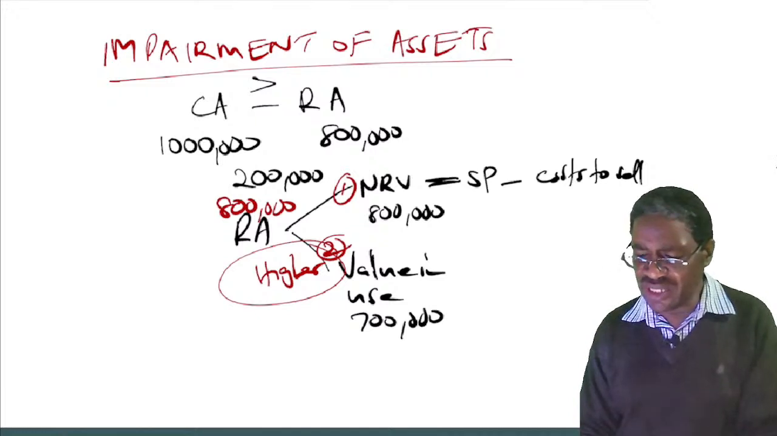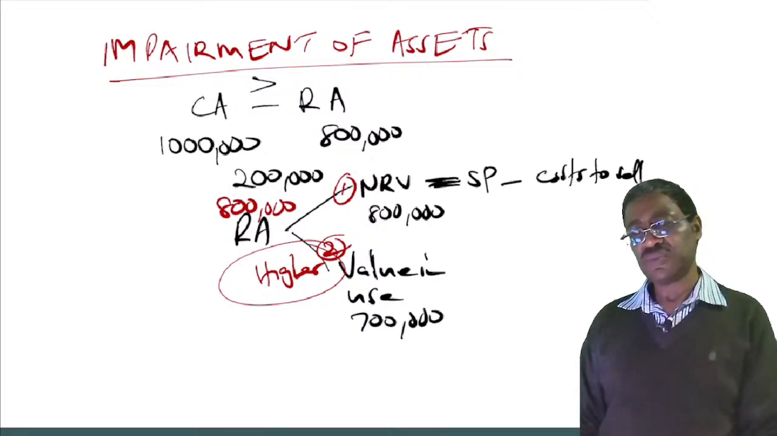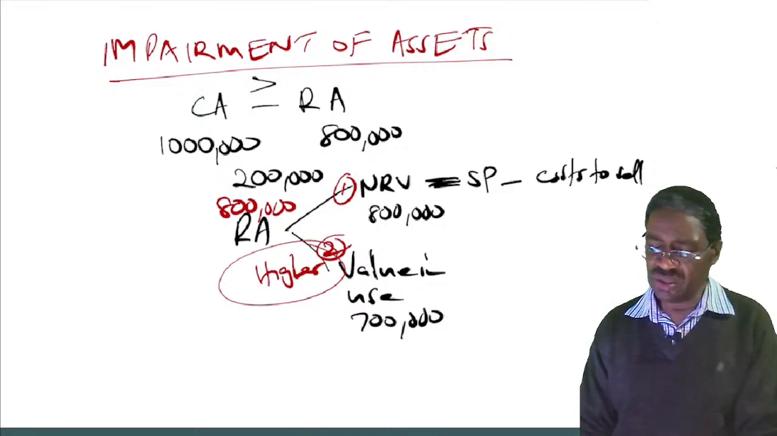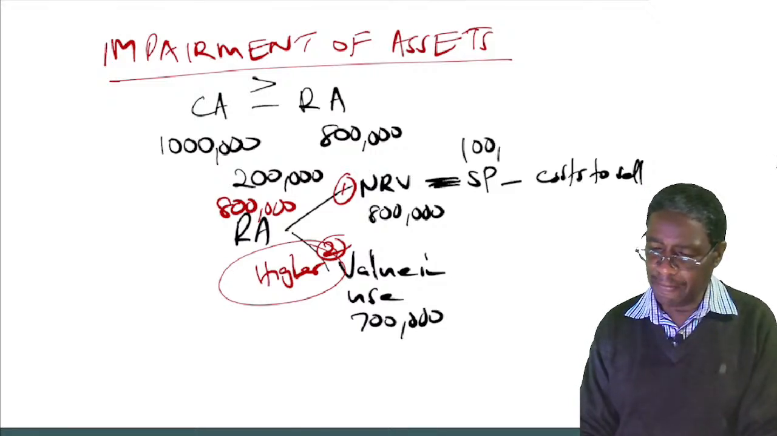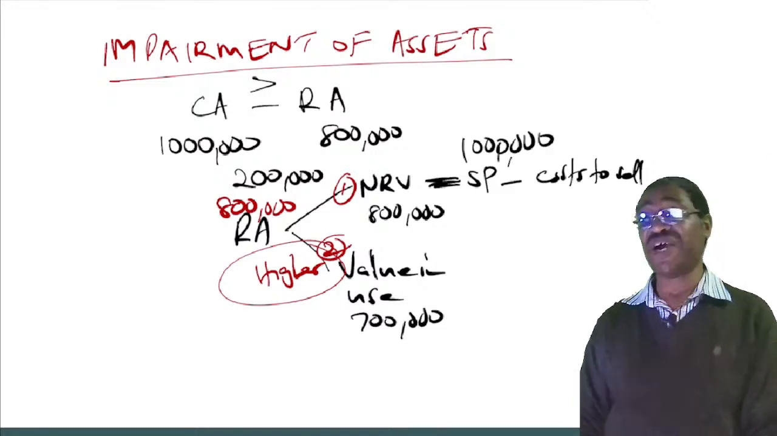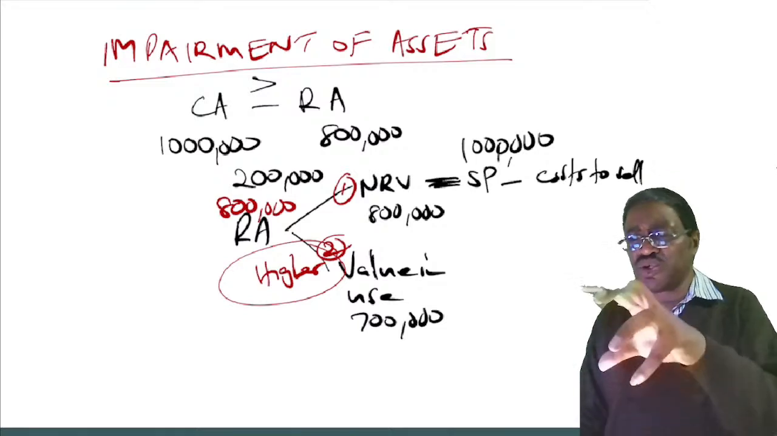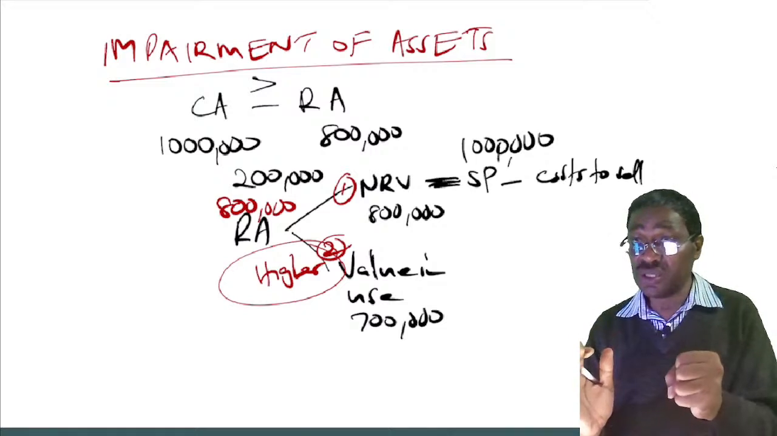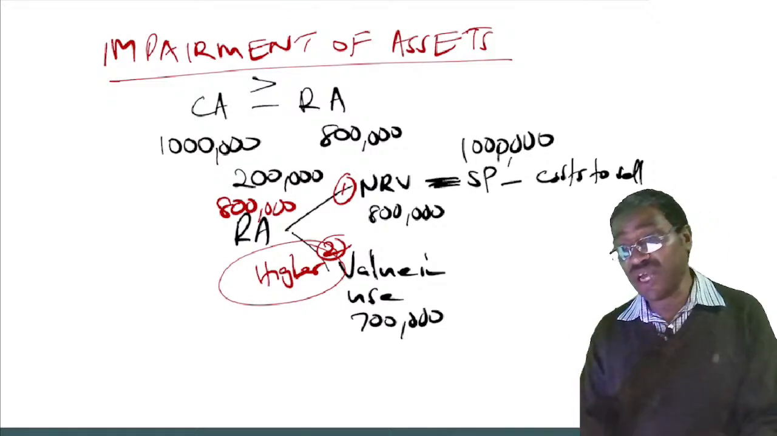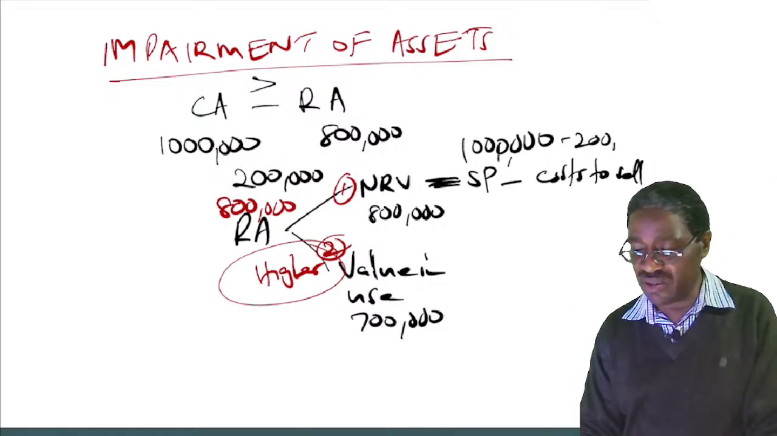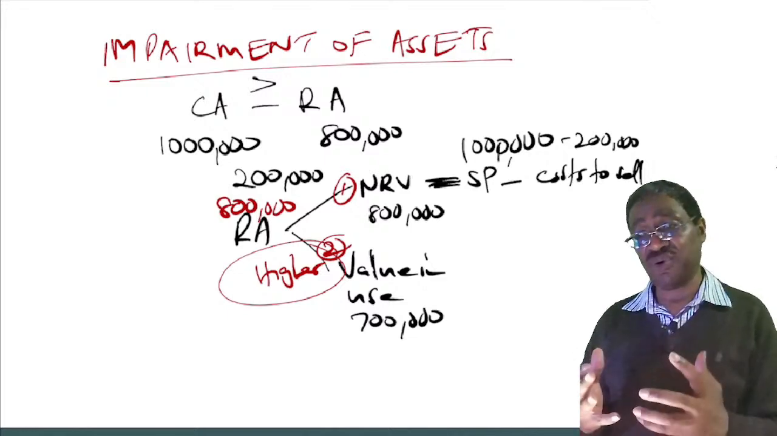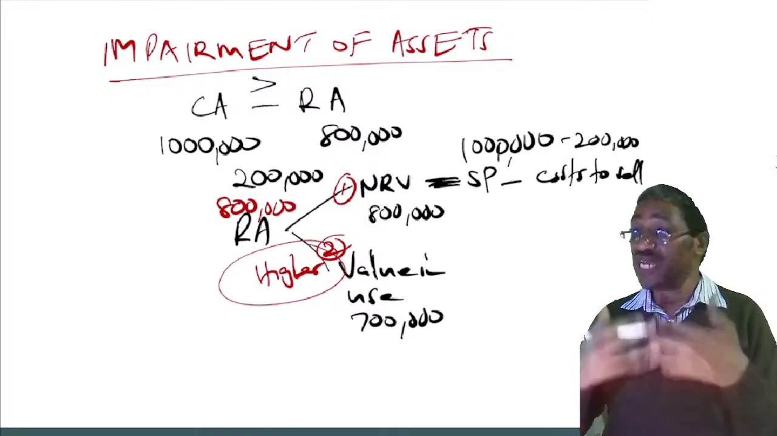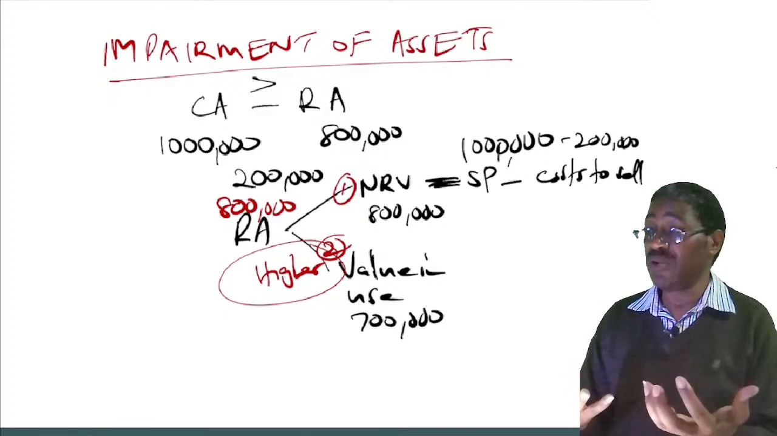For you to realize this 800,000, maybe the selling price of that asset was 1 million. That was the market value of that asset. But for you to get that 1 million, you have to incur a cost to sell, and maybe the cost to sell is 200,000. So effectively, when you sell the asset, you will sell it for 1 million, sorry.